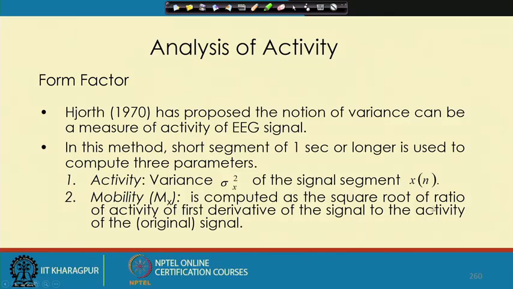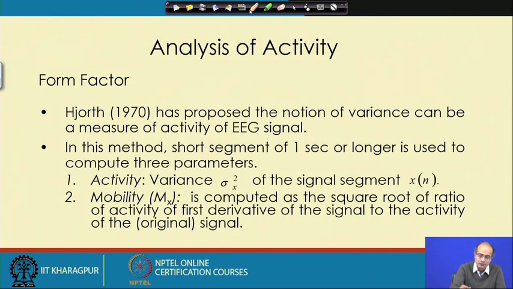We go for another thing called form factor. Okay. This is another measure. This measure was proposed by Zott in 1970. Okay. This 1970 Zott, they have suggested this technique, and their goal was to find out the activity of the EEG signal.